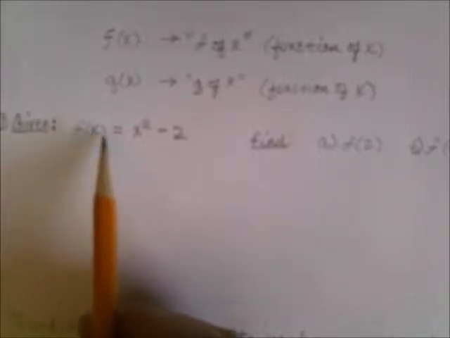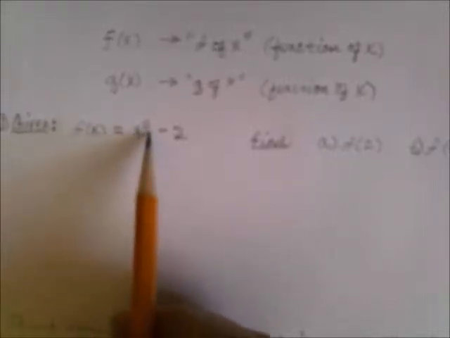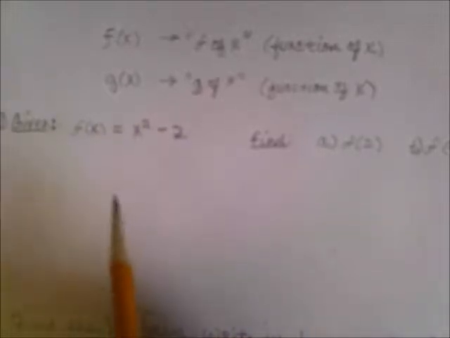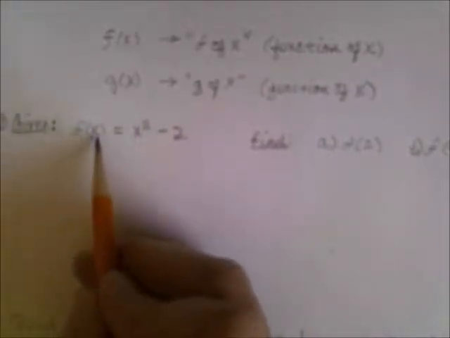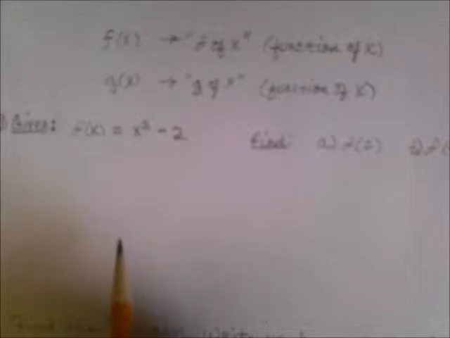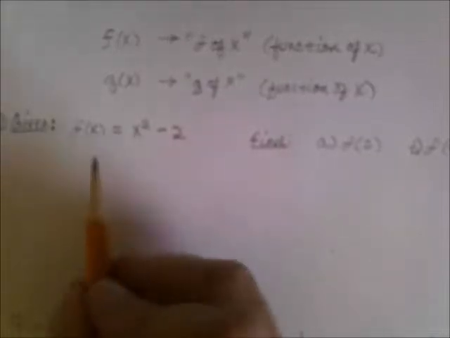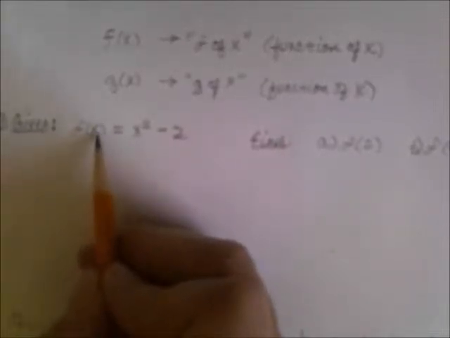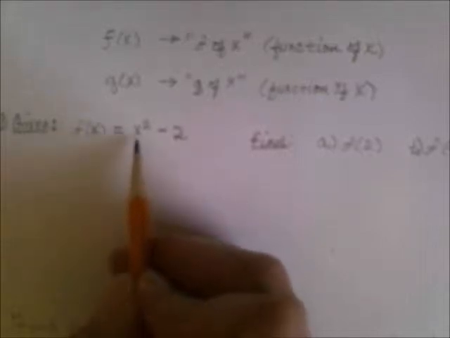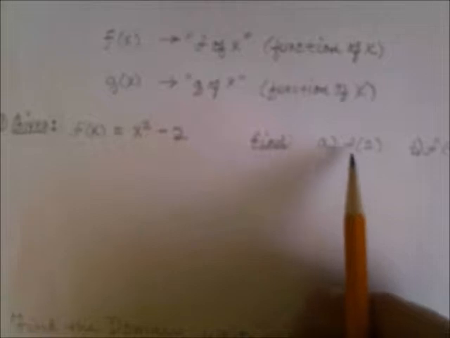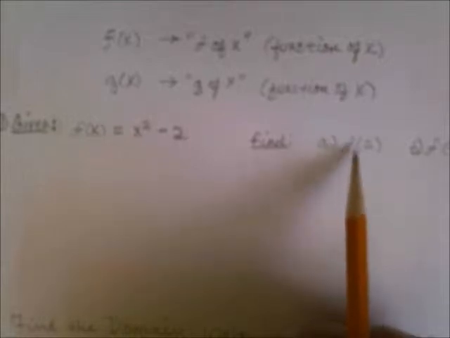So if we have f of x is equal to x squared minus 2, now you notice we don't even have a y written here, but the f of x is talking about what our y value will be. So f of x, for that x, we're going to plug in whatever number it tells us. So it says f of x is equal to x squared minus 2. What is f of 2?